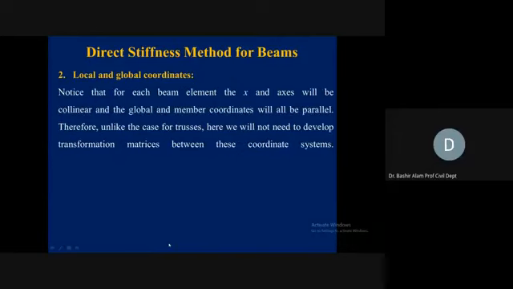Now notice that for each beam element, the x axis will be collinear, and the global and member coordinates will all be parallel. Therefore, unlike the case of trusses, we will not need to develop transformation matrices between these coordinate systems. Already they are parallel, so we don't need to develop the transformation.